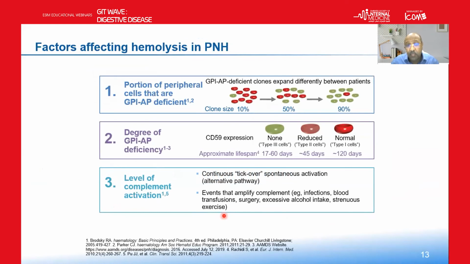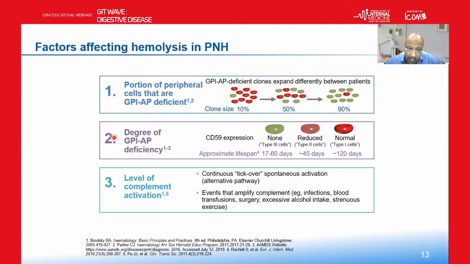So, the role of chronic hemolysis in PNH. There are three important factors which affect hemolysis in PNH. The first is the proportion of the peripheral blood cells that are GPI deficient, and this is what we call the clone size, how many cells are GPI deficient. It can range from a clone size of 10%, one cell among 10, up to 50% and up to 90% of the patient's cells can be GPI deficient. This is what we call the clone size.